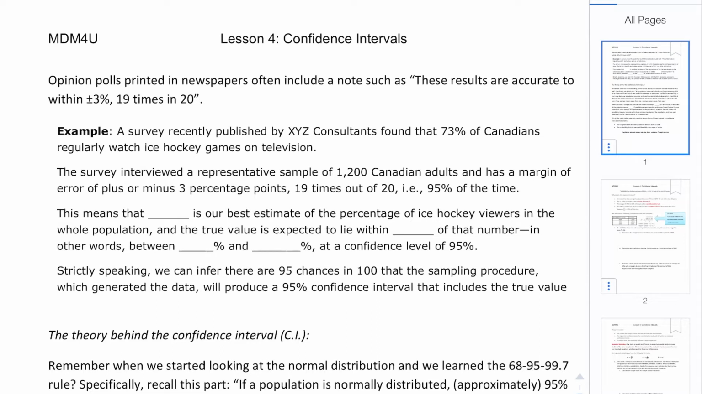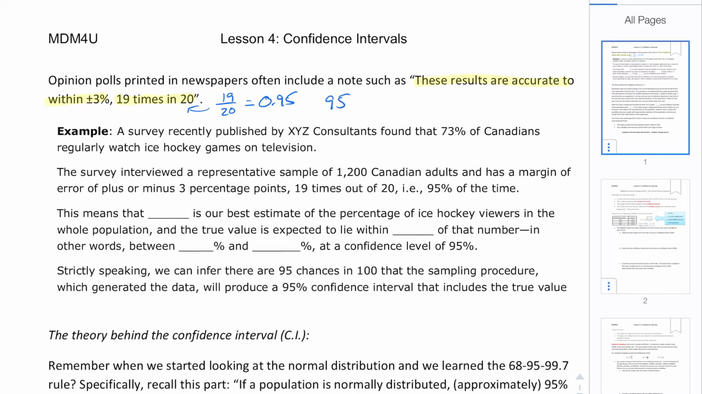And you've probably read online or in a newspaper, whenever they give opinion polls, like during an election, trying to predict who they think's going to win, they'll often poll a whole bunch of people, but they'll give these stats with a certain amount of confidence. They'll say these results are accurate to within plus or minus a certain percentage, and then often they'll say 19 times out of 20. And we're going to talk about what that means.